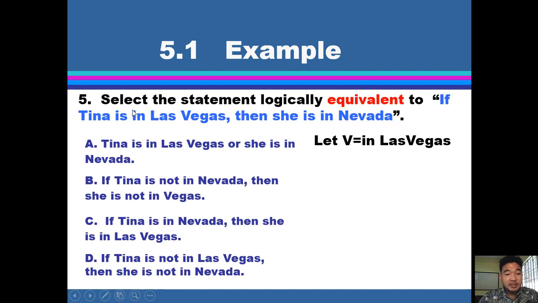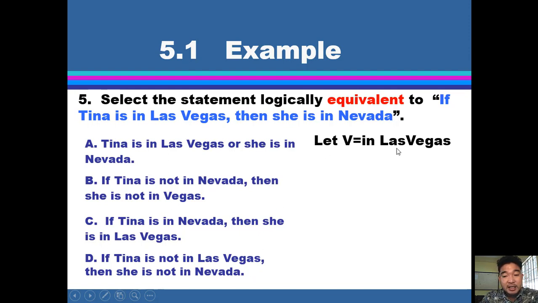Sabi natin dito, select the statement logically equivalent to "if Tina is in Las Vegas, then she is in Nevada." Pipiliin natin dito sa apat na ito, alin ang logically equivalent dito sa given statement, the blue one. So, letter A, Tina is in Las Vegas or she is in Nevada. B, if Tina is not in Nevada, then she is not in Vegas. C, if Tina is in Nevada, then she is in Las Vegas. Then letter D, if Tina is not in Las Vegas, then she is not in Nevada.